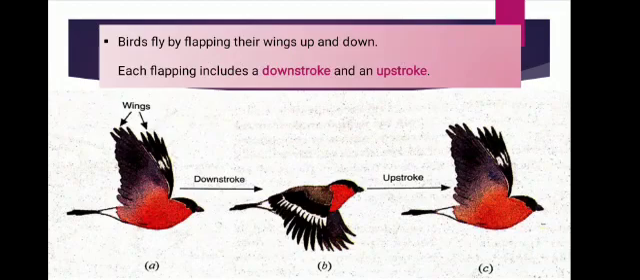Now, after making the downstroke, the wings must go back up to their starting position. So, see in diagram B and C, while bringing the wings up during upstroke, the bird partially folds its wings so that the effect of air is reduced. So the pattern of flying is that the birds fly by flapping their wings up and down, and each flapping includes a downstroke and an upstroke. Clear? So this is about cockroach and birds.